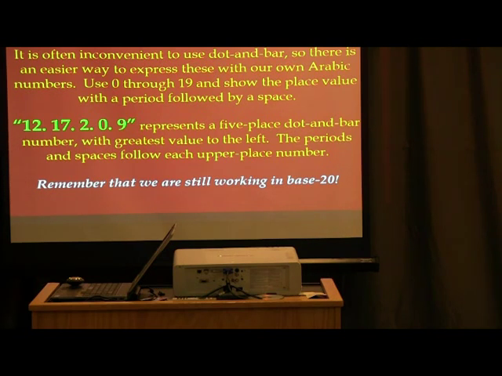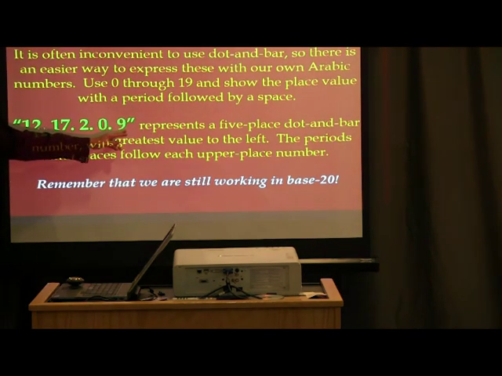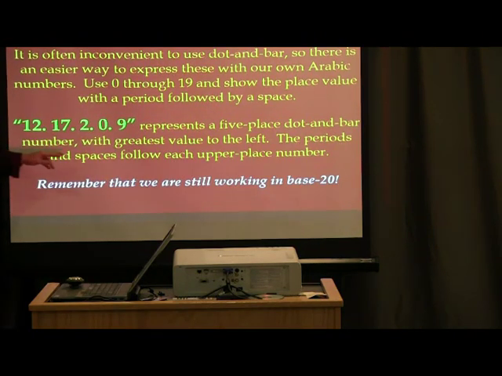If we go Arabic, because we're used to that, we have to remember that we are still dealing in base 20. So the least value is over to the right always, and it increases to the left. So here we have times 1, times 20, times 20 squared, times 20 to the third, times 20 to the fourth.